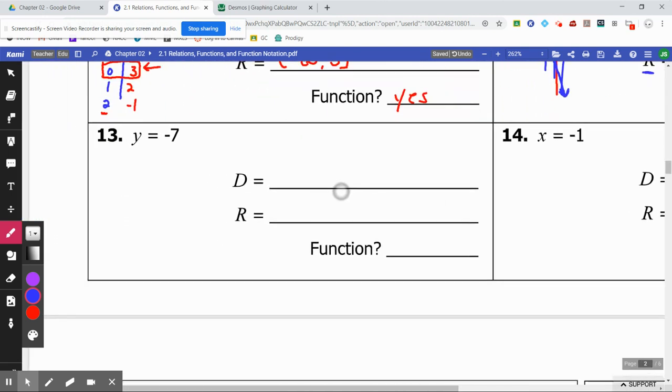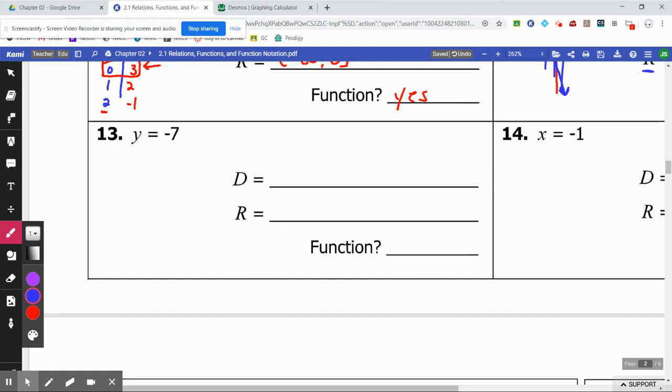Y equals -7. So your domain, what can x be? Can x be 3? Sure. Well, what is y when x is 3? This says that no matter what x is, y is -7. There's nowhere to plug in an x. However, x can be 3, 4, 5. X can be anything you want it to be.